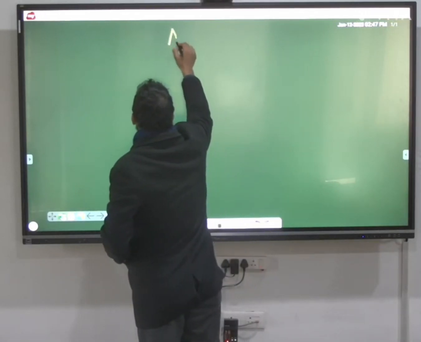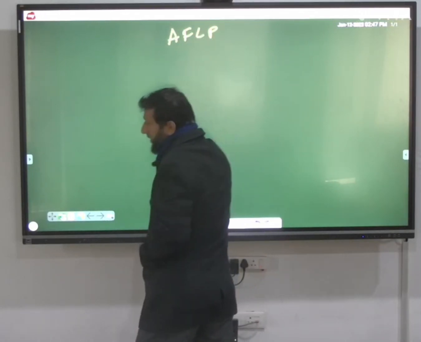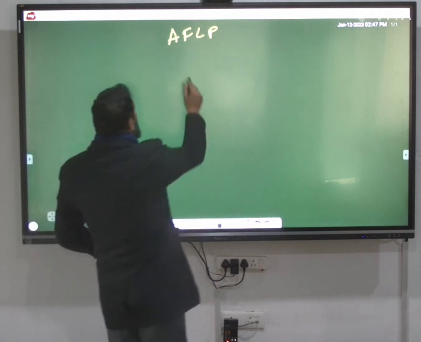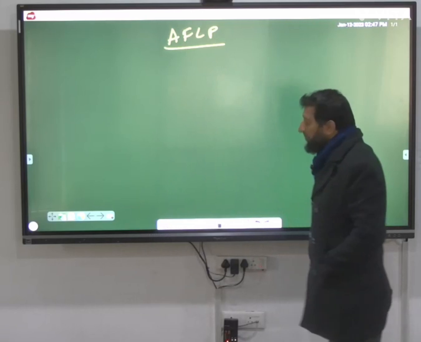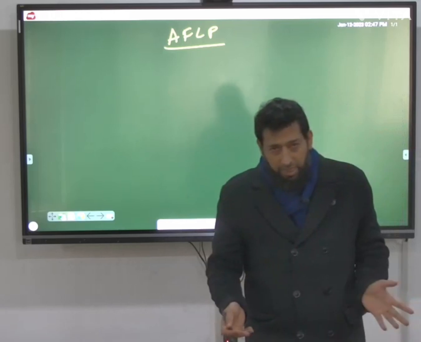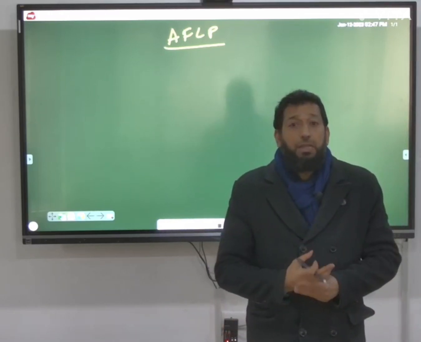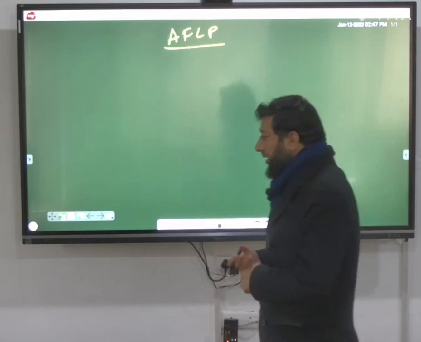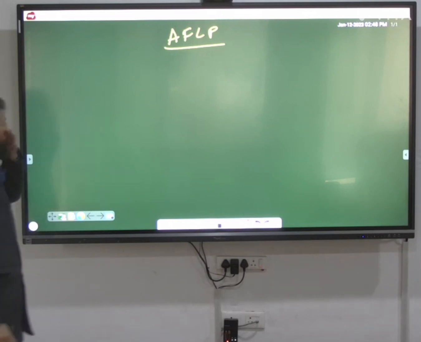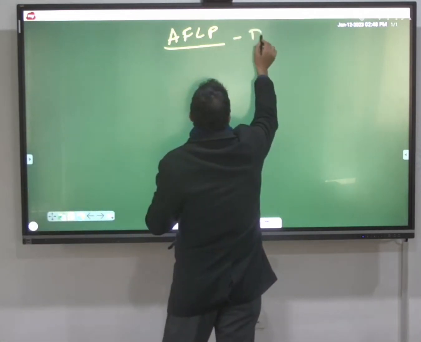Now is your AFLP. AFLP is your amplified fragment length polymorphism, and it depends upon, again, we use restriction enzymes, but we use PCR as well to amplify specific bands in this. Okay? So AFLP is considered as a dominant marker.